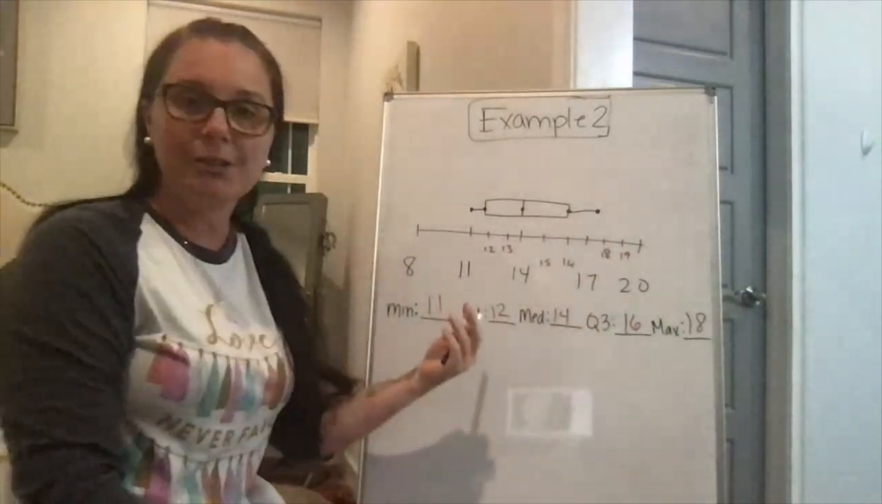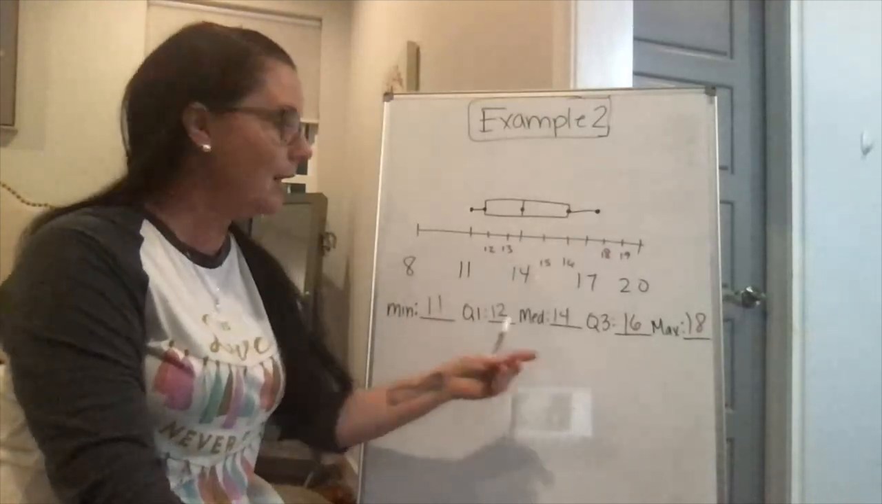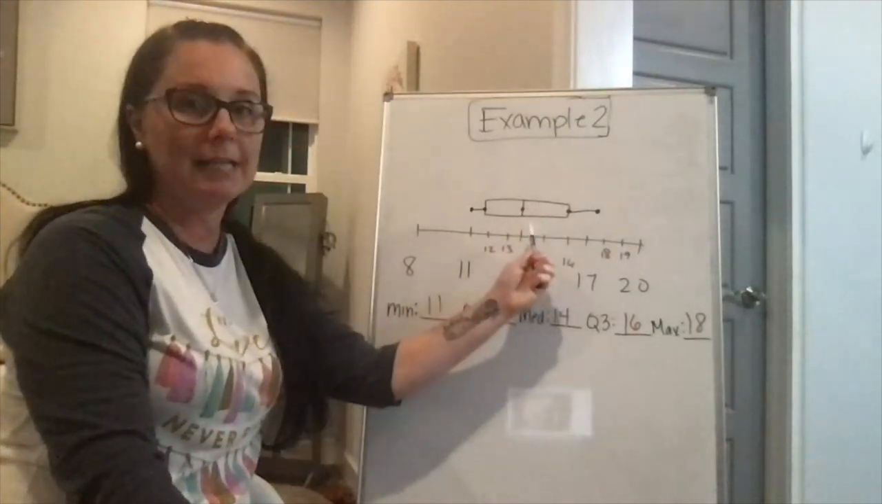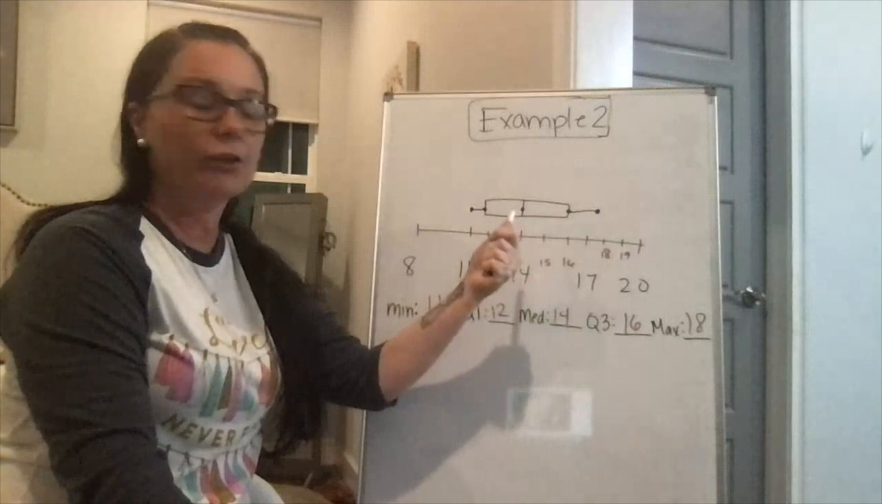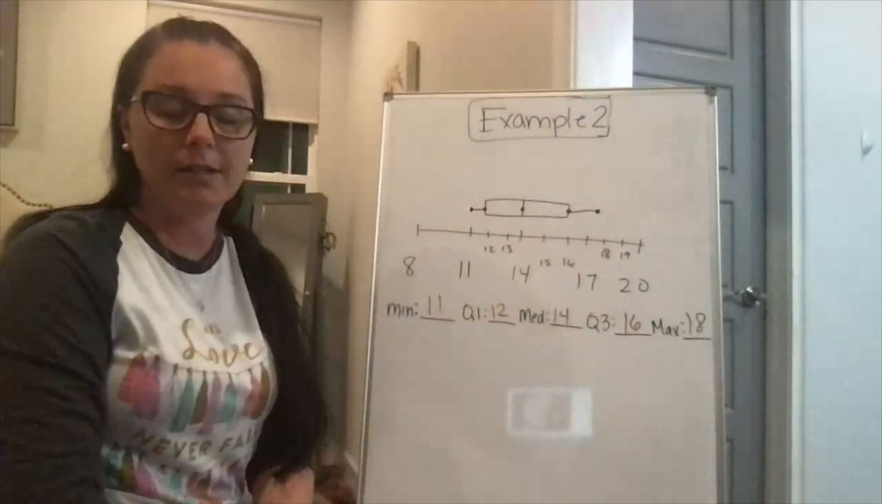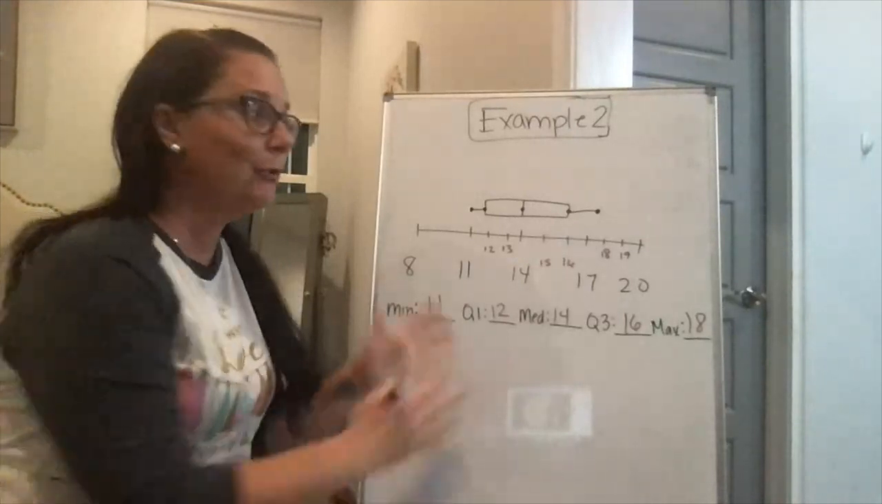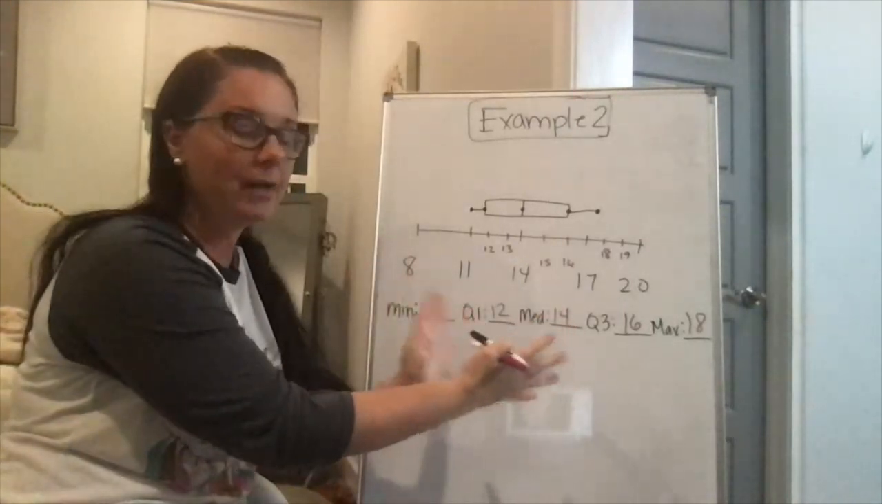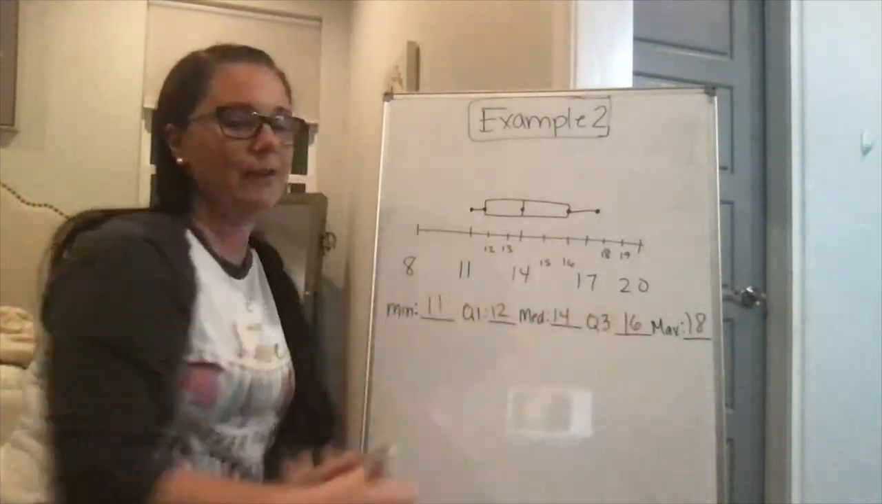If I was asked questions about the median of this box plot, I know that it's right there where that line is. If I had to find the interquartile range, I would take my quarter 3 and subtract my quarter 1. You can do all of the comparisons with box plots once you know these 5 data points.